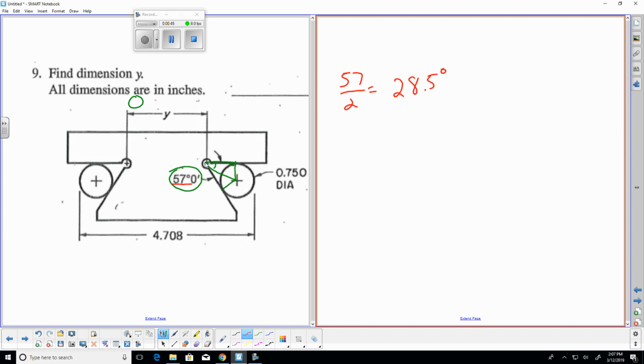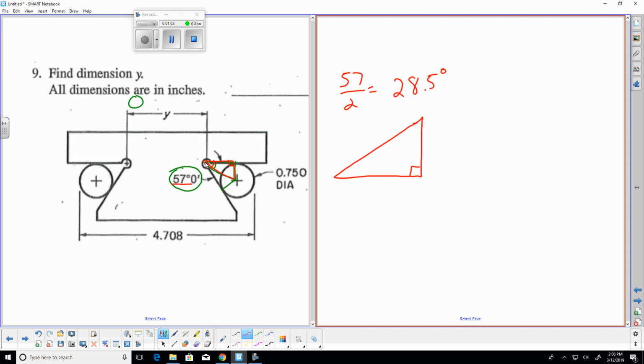So that's my angle for right here. That's the half of this red triangle right there. Okay, that's a nice 90. So I'm going to redraw that triangle over here. I'm going to flip it upside down and draw it like this so I can see it a little bit better. It always helps me do my math if I can take it away from the context of the problem.